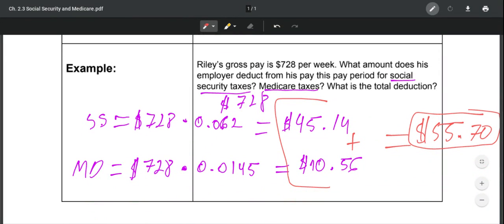So yeah, we'll do examples of this in class. We'll work through this stuff like we've been doing. But that'll be it for this video.